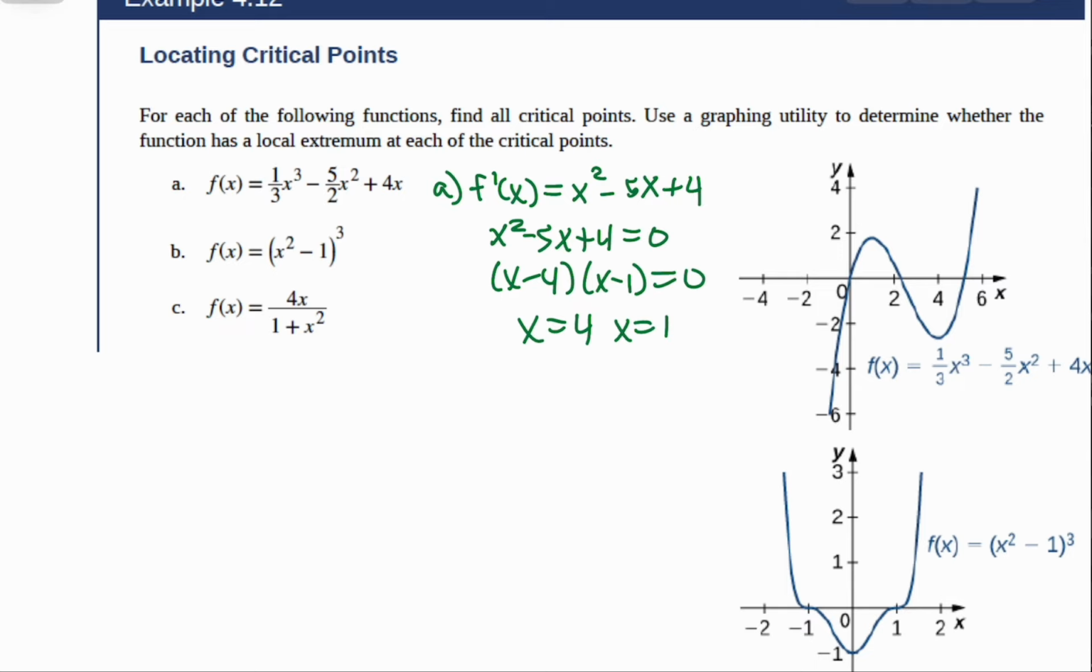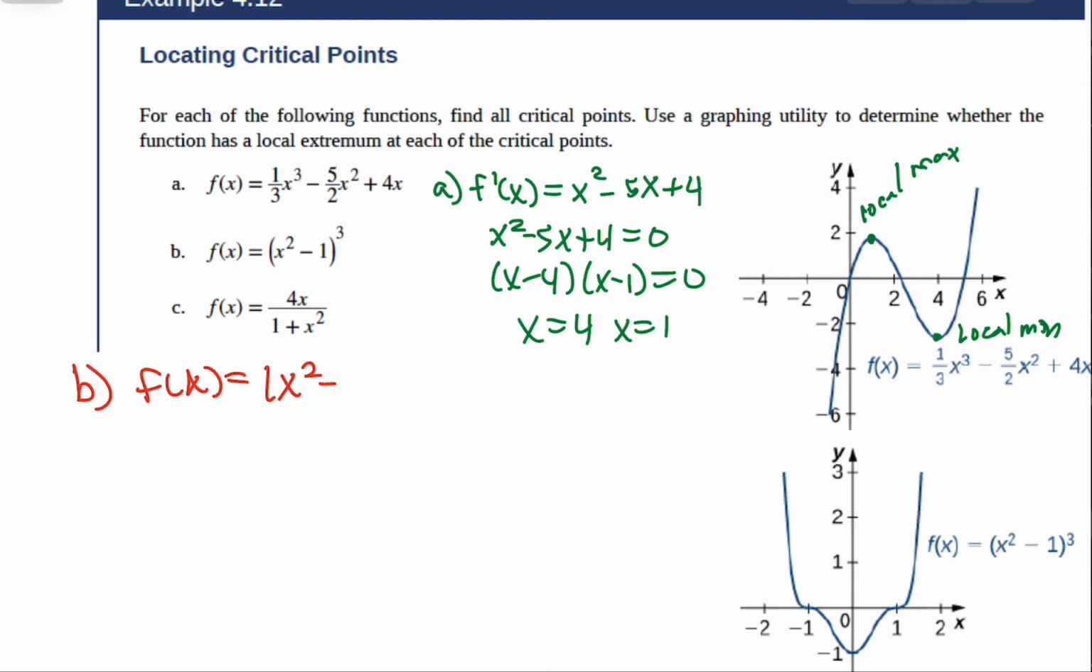Now if we look at the graph over here on the side, at 1 we have a local maximum, and at 4 we have a local minimum. There are no other points where we have a local min or max. There's no absolute anything for this graph because a cubic is going to go forever in both directions. So that's A. Now let's take a look at B.